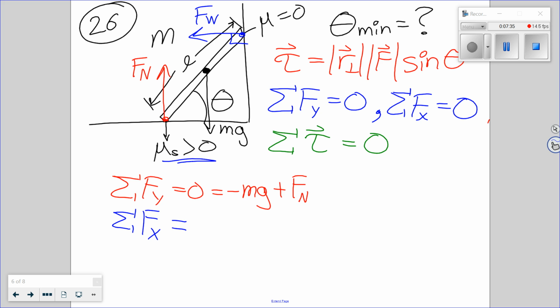Okay, and that one points left, so I have minus Fw. Not sure how much that is. And then to the right, I have a friction force from the floor. I'll call that F sub F, real small.